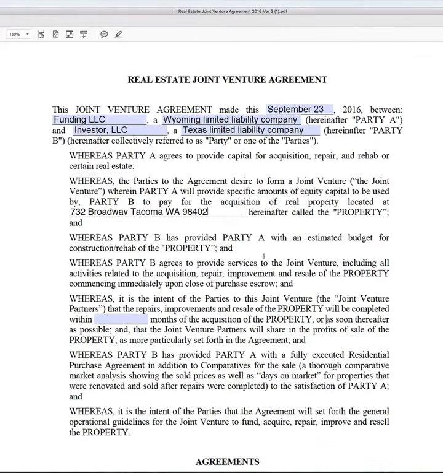Now, you'll see we put in here a number of other recitals that Party B has provided Party A with an estimated budget. That's very important, of course.